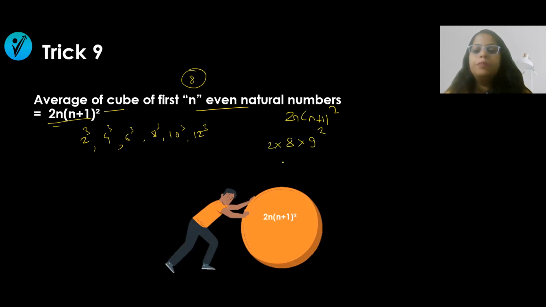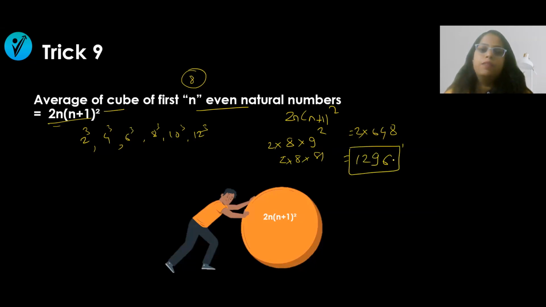So what will it be here? 2 into 8 into 9 square, which is 81. So what will it be? 2 into 81 into 8 will be 8 ones are 8, 8 eights are 64. Then this one will be what? 2 eights are 16, carry 1, 2 fours are 8 plus 1 is 9, 2 sixes are 12. So this will be the average.